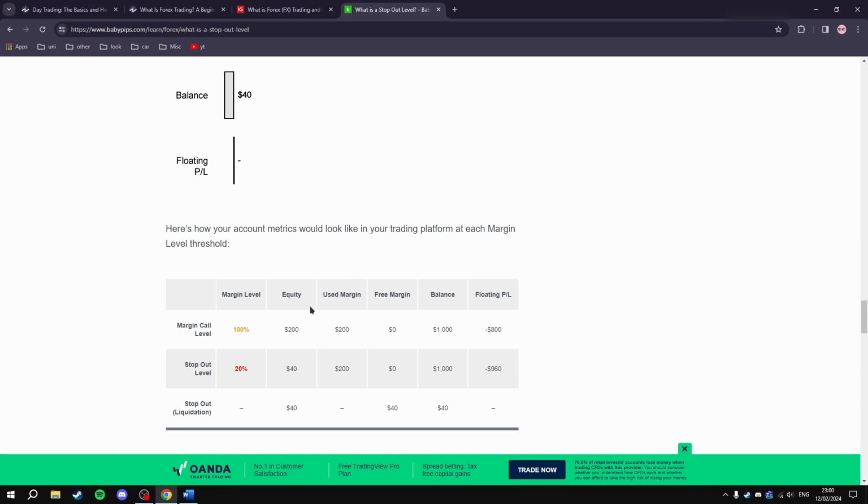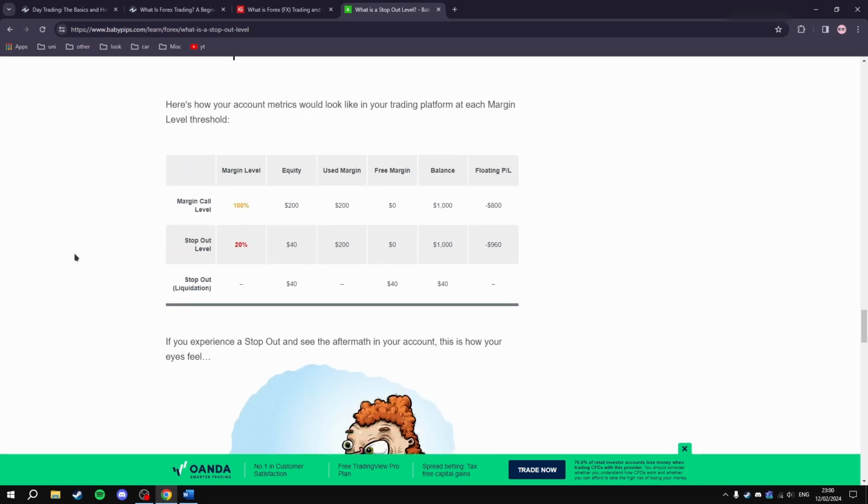At stop out level 20%, your equity is $40, used margin is $200, free margin is 0, balance is 1,000, floating profit loss is minus 960. At liquidation, you have no margin, your equity is $40, used margin is 0. Free margin is $40, balance is $40, and your floating profit loss is nothing.